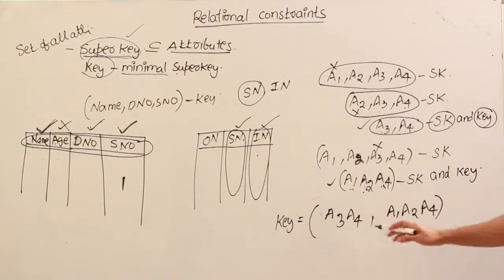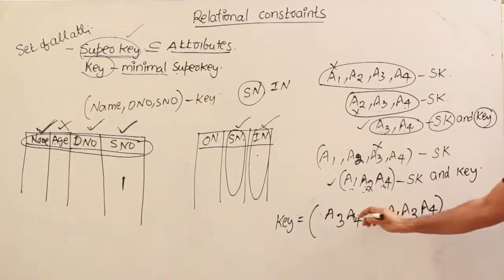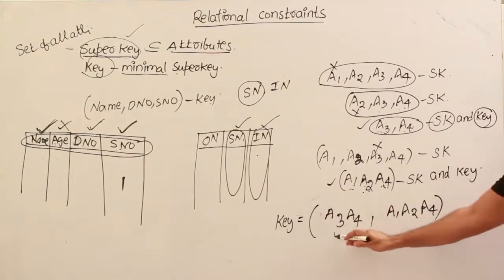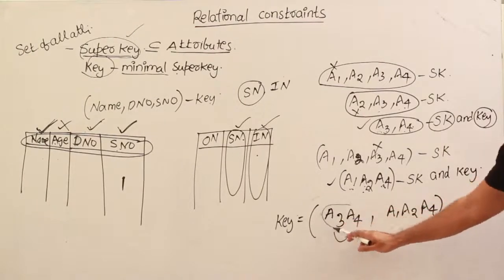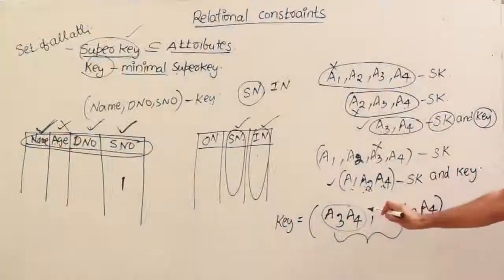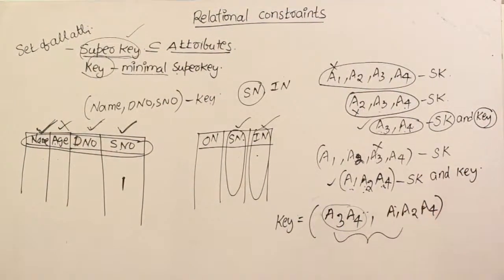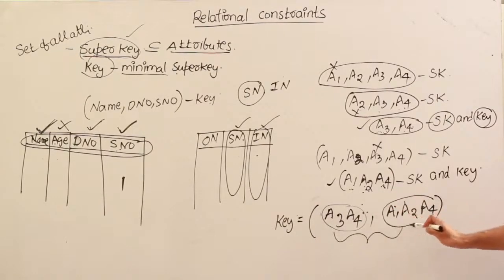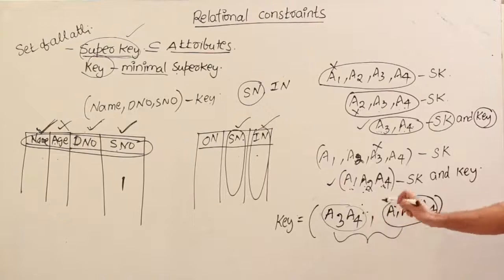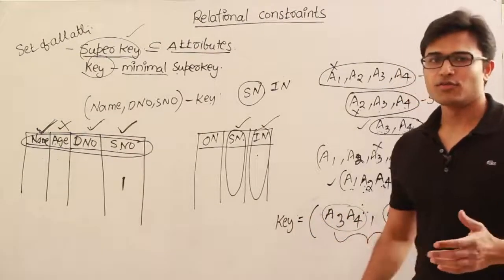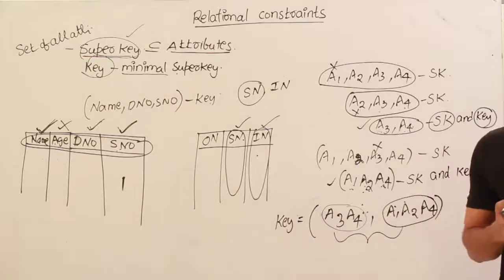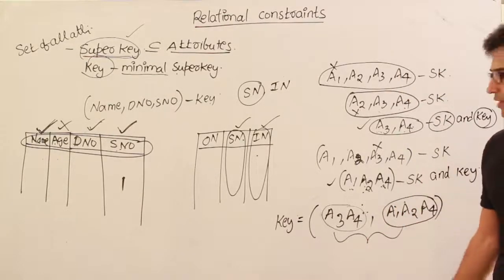So without taking into consideration the number of attributes, both are called minimal super keys. It doesn't mean that this is minimum and that is not. You should not say that since it has fewer attributes, it is the key and the other is not the key. Both are keys. And these two keys are generally called candidate keys. When do we call it a candidate key? If you have more than one key, generally they will be referred to as candidate keys.